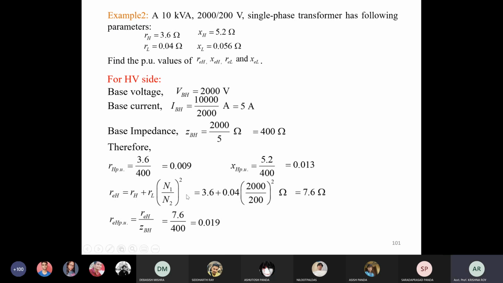Okay, now you have to calculate XEH, same formula, same process. So tell me what is the value of XEH per unit. First of all, calculate XEH using this formula, that is XEH is equal to XH plus XL into N1 by N2 whole square. Then you will get the XEH actual value, then divide it by 400. So tell me what is XEH per unit, that means equivalent reactance referred to high voltage side in per unit value. So 2.7 into 10 to the power minus 2.